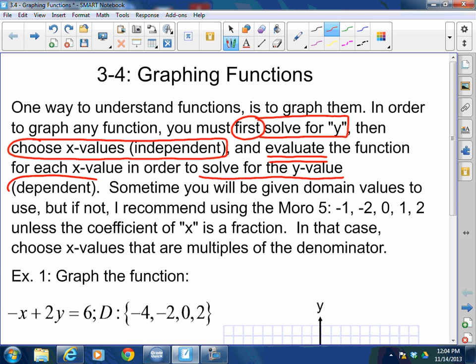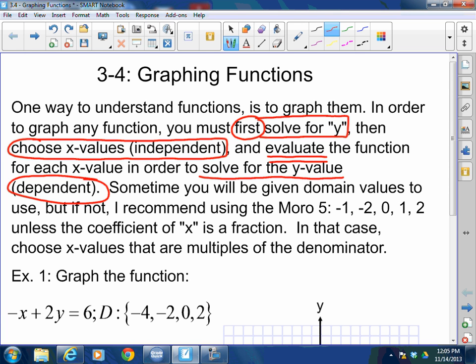And remember that the y value is dependent. Remember that evaluate just simply means to plug in. So you're going to choose x values, plug them into the function, and find the y values. Now, sometimes you will be given the domain values to use. If they tell you evaluate the following function for domain values 5, 6, 7, 8, 9, cool. You use the x values 5, 6, 7, 8, 9. You plug those into the function, and you find the y value.